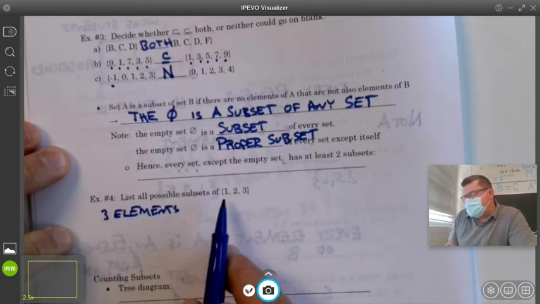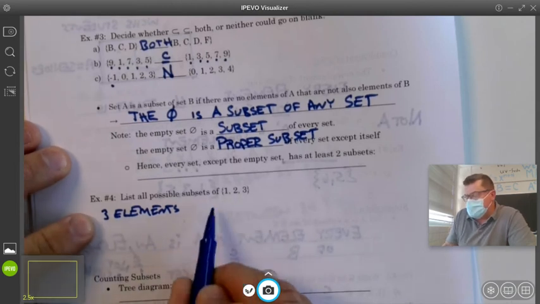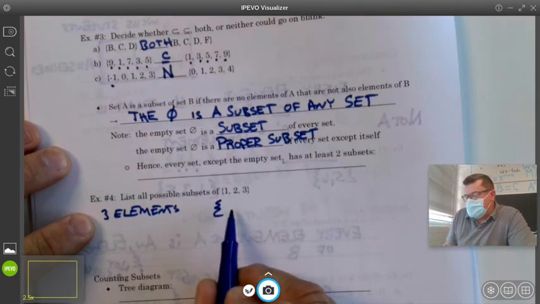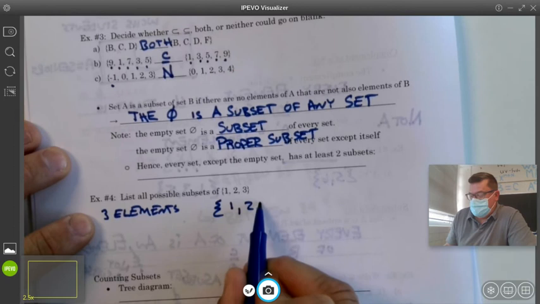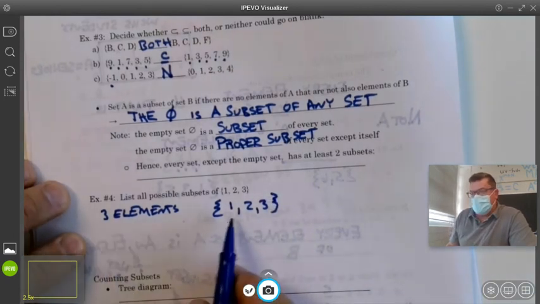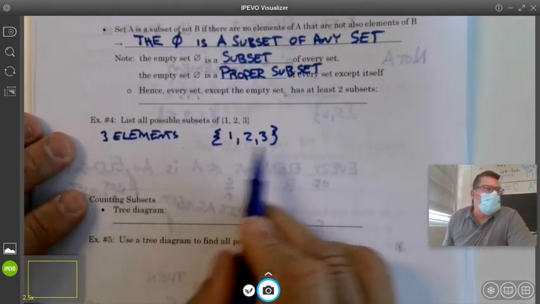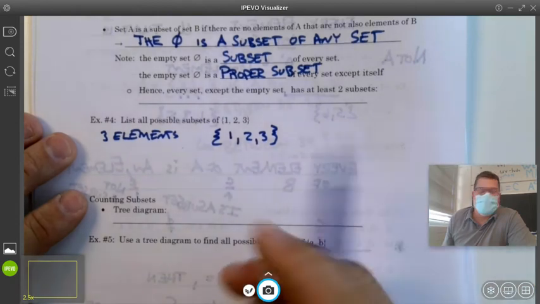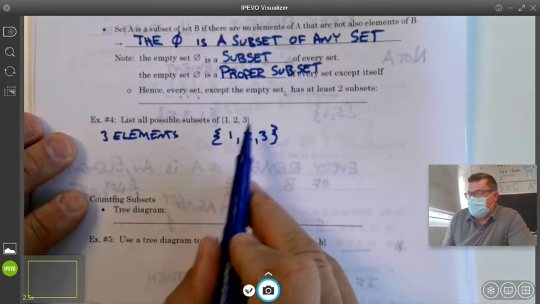So, what's a subset of the set 1, 2, 3 that has 3 elements? Itself. Now let's list all the subsets. Are there any others that have 3? No. You can put them in different order, but they're still the same. Okay, so only one subset is going to have 3 terms.